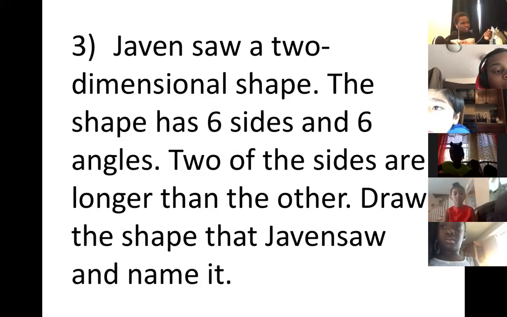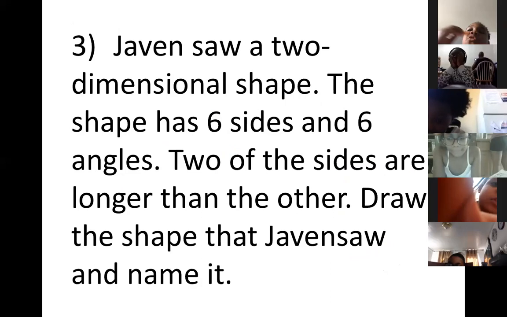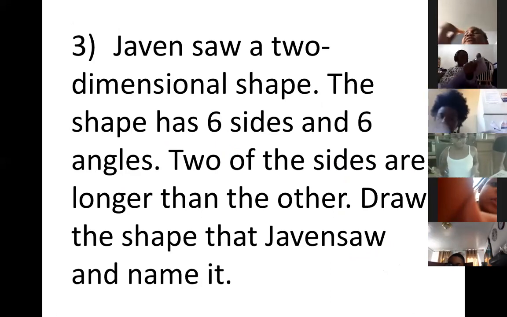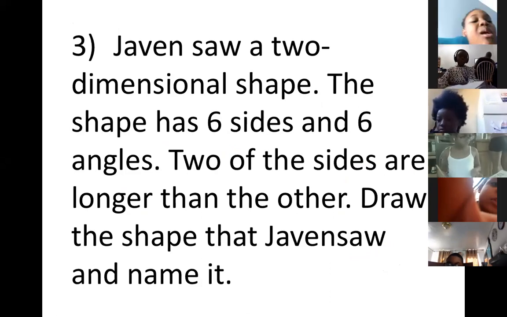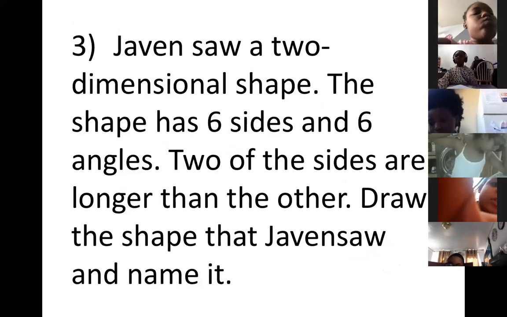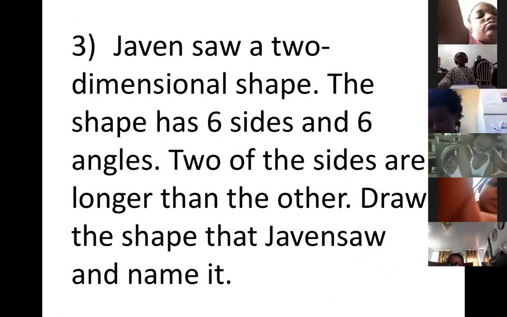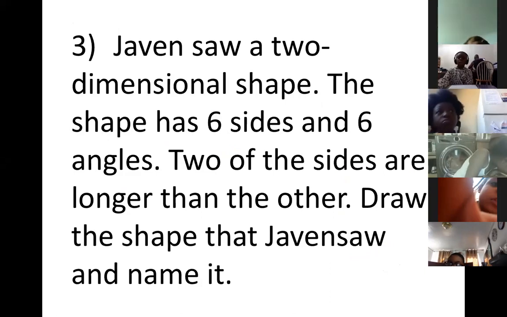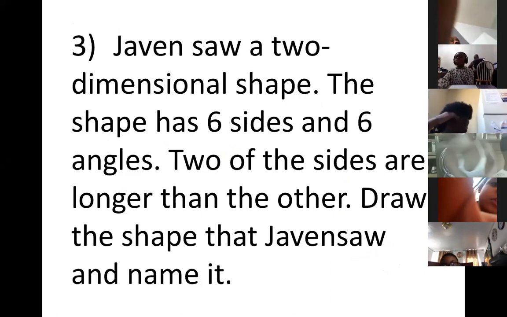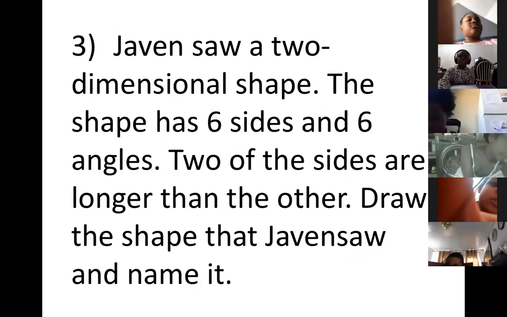All right, last one before we go into breakout rooms. Sierra, read it loud and proud. Javen saw a 2-dimensional shape. The shape has 6 sides and 6 angles. 2 of the sides are longer than the other. Draw the shape that Javen saw and name it.